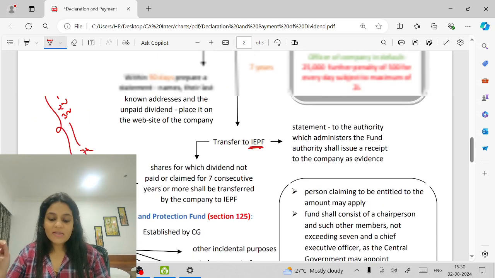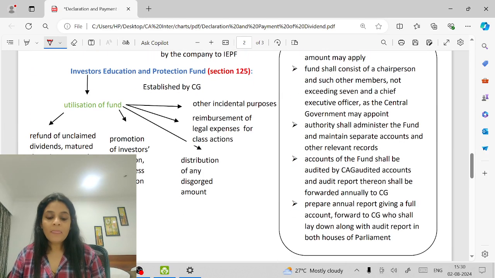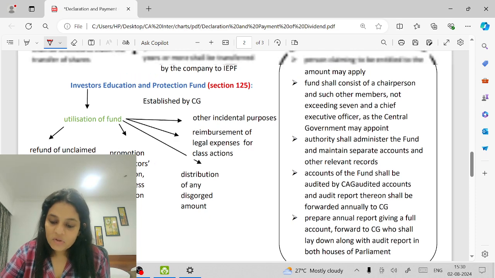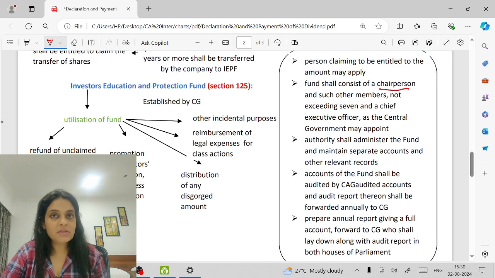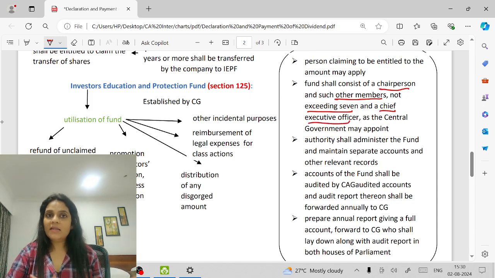So what is this Investors Education and Protection Fund? It's a fund which is formed under Section 125 of the Companies Act. It is formed by the central government. The books of accounts are prepared as per the directions of the CAG, and are audited also by the CAG. Who are the members? It shall consist of a chairperson and other members not exceeding 7, and there shall also be a chief executive officer appointed by the central government. I hope it's clear to all of you.